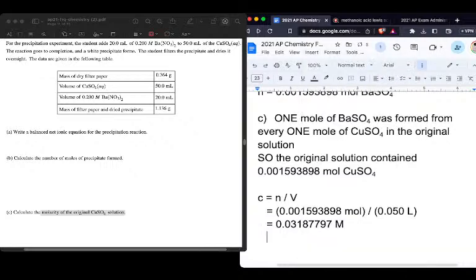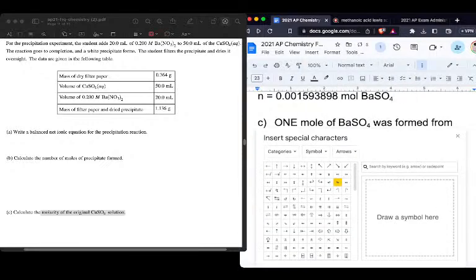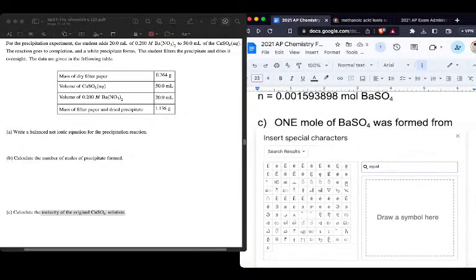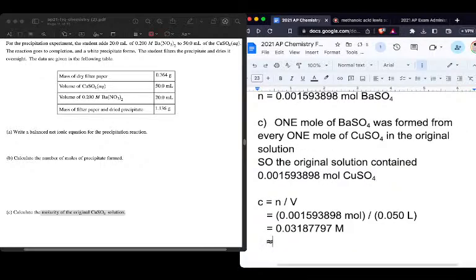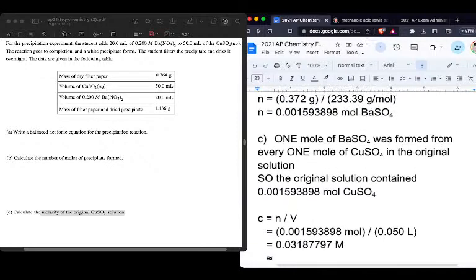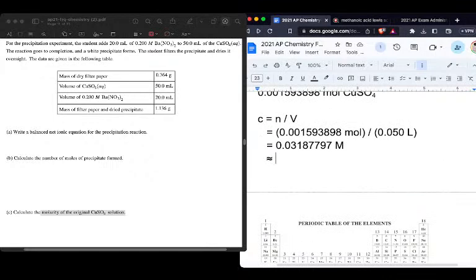Oh man, I should actually go back and change my sig figs on B as well. We'll get there, we'll get there. Where's my special character for the approximate sign? This is just the approximate sign that I prefer. I don't think the AP even cares. How many sig figs do I need here? I think it's 3. There's 3 sig figs in the number of milliliters, 3 sig figs in the number of grams of precipitate. Yeah, 3 significant figures.